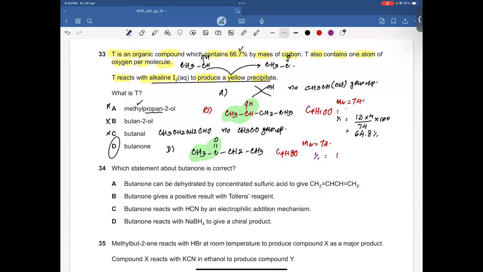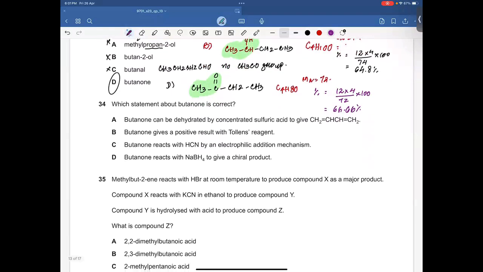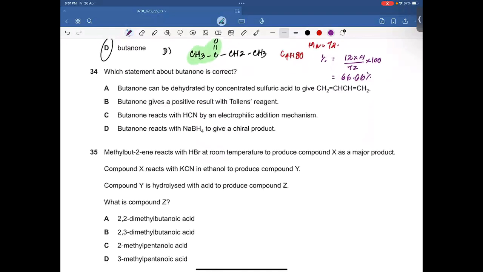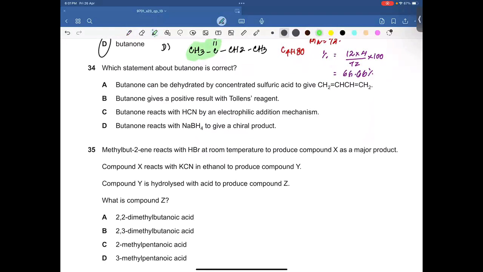So we have an Ar of carbon, which is 12. We have 4 carbon atoms, so 4 times 12, divided by the Mr, which is 72. For percentage determination, we need to multiply by 100. So 12 times 4 divided by 72, I'll get 66.66%, that is 66.7%, and therefore D is going to be the right answer. Okay, I hope it makes sense to you. Gosh, there is a lot of calculation, guys.